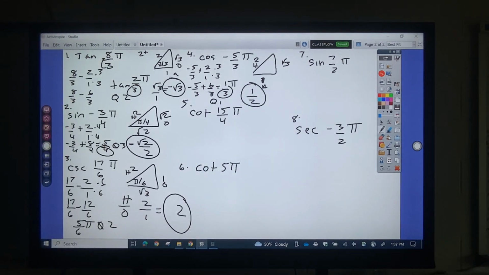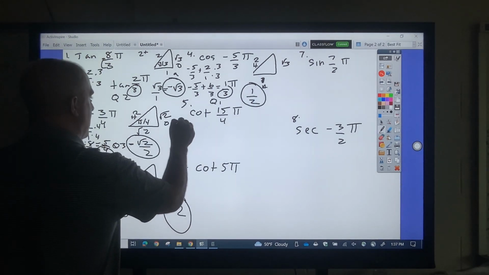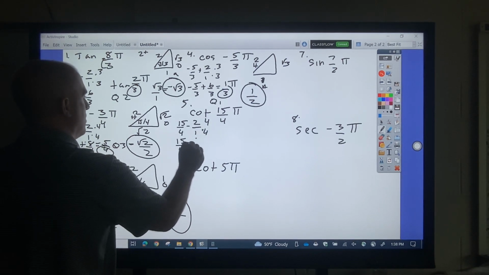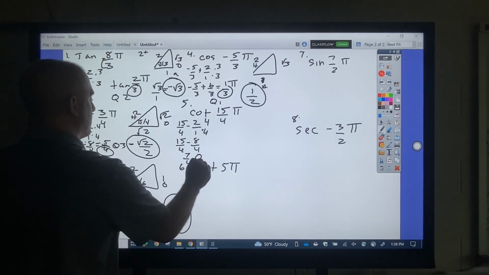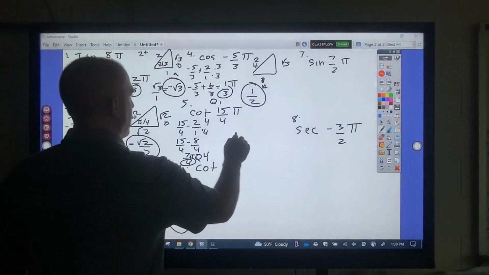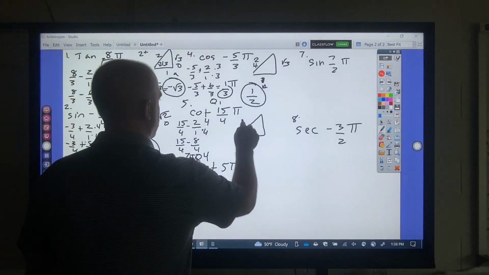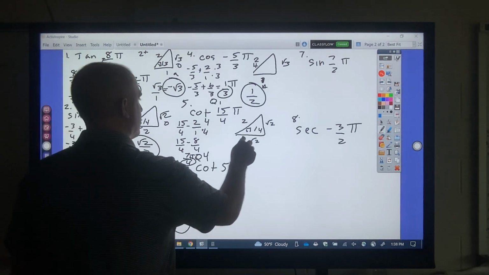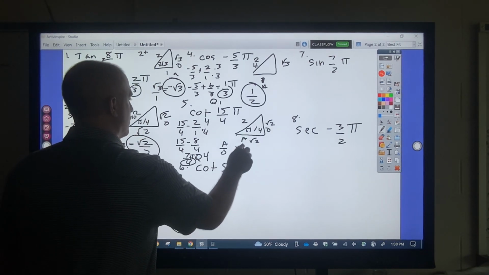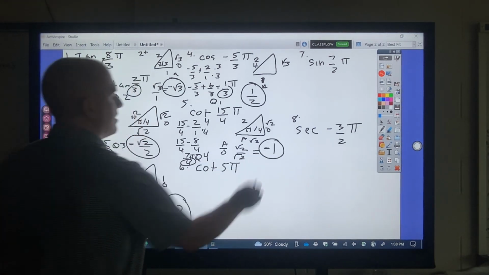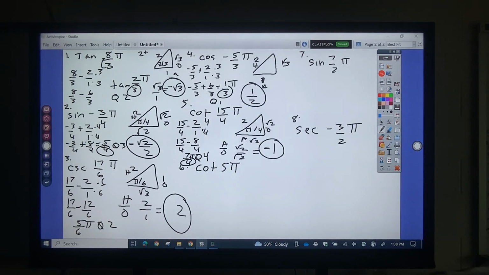4 into 15 would be actually 3, so I'm going to have to subtract that. 15 over 4 minus 2 over 1. I would have to multiply by 4 over 4 would be 8 over 4. That gives me 7 over 4, which is going to be quadrant number 4. The pi over 4 triangle is 2, square root of 2, square root of 2. Cotangent is A over O, so square root of 2 over square root of 2, which would be 1. Since I'm in quad 4, the only thing positive is cosine and secant, so that's why that one is negative.